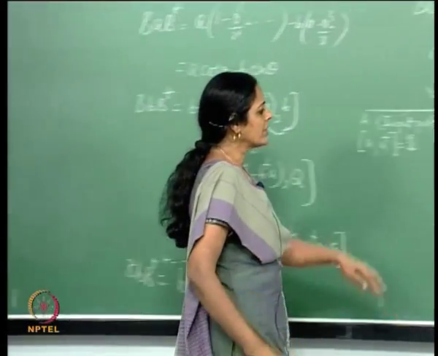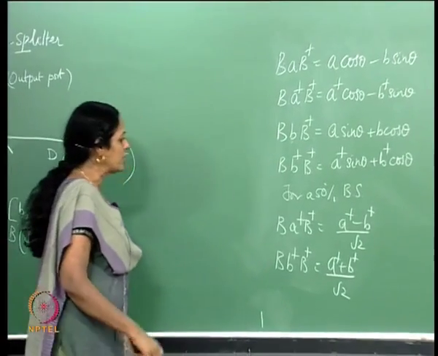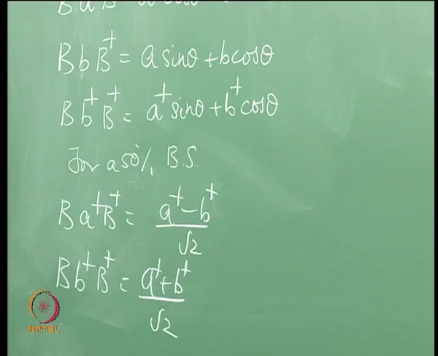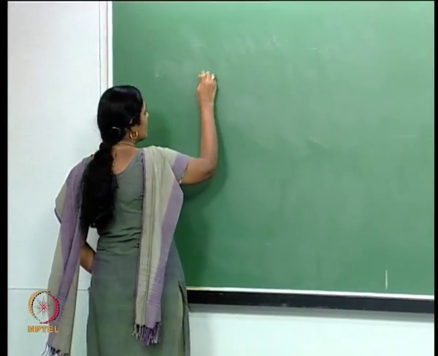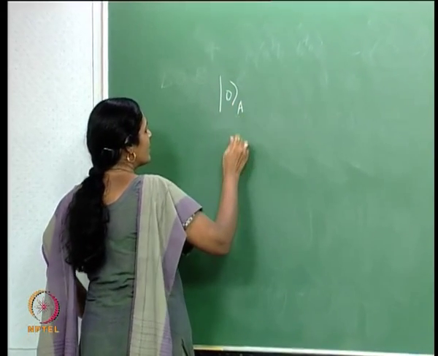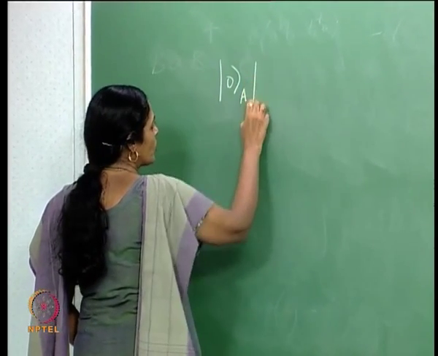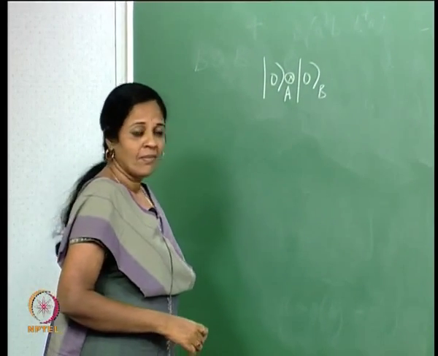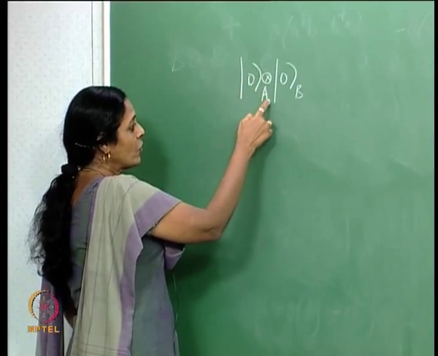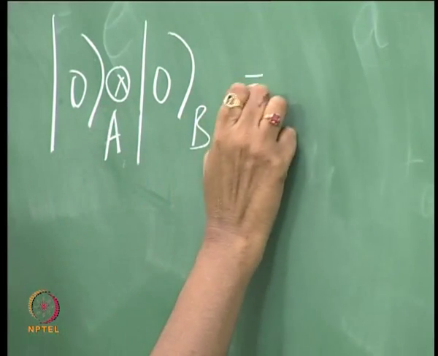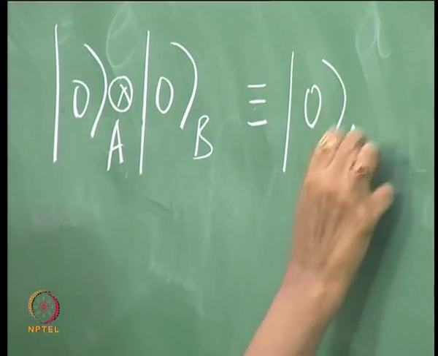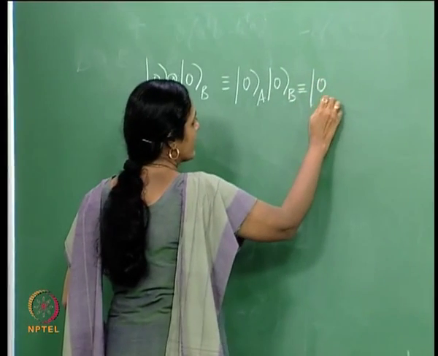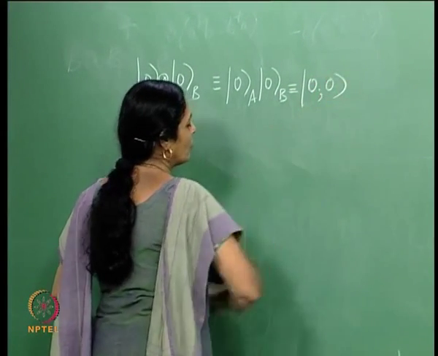As you can see, this is a unitary transformation that is being done on A's and B's, little a's and little b's. The upshot of the whole thing is the following. Suppose in terms of states, I send 0 photons through the input port A and 0 photons through the input port B. My initial state is simply 0 A direct product 0 B, and you will recall that in my notation that is the same as 0 A 0 B, and it would also be the same as 0 0.